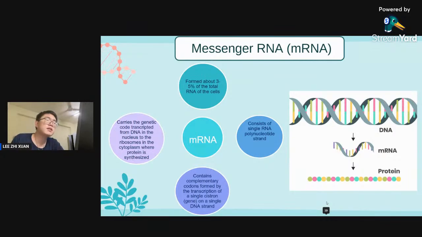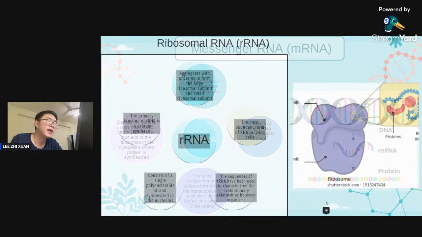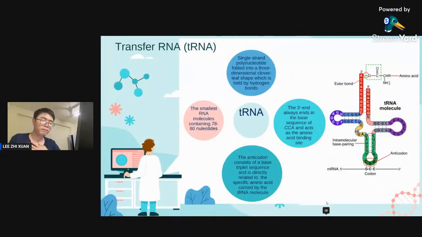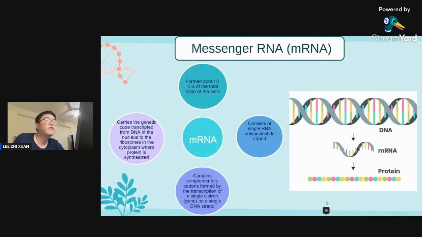Okay, so there are three main types of RNA you have to learn. The first type is mRNA, messenger RNA. The second type is ribosomal RNA, rRNA. And another one is tRNA, transfer RNA. Okay, for all these three you have to know their structure and also their function.